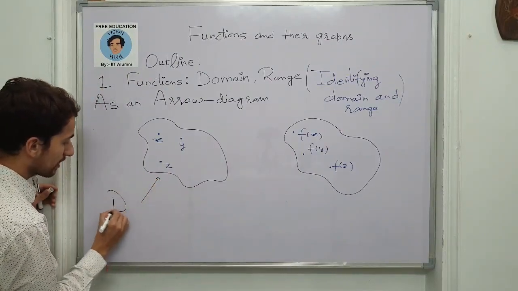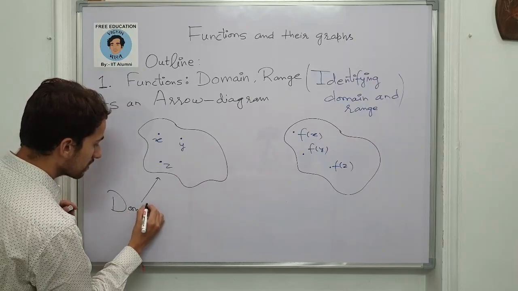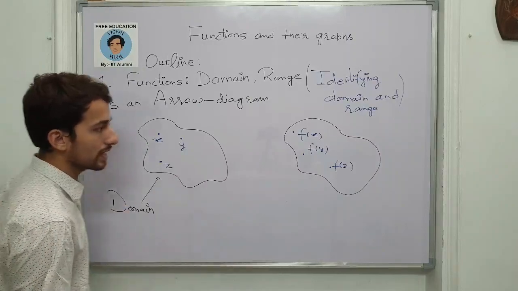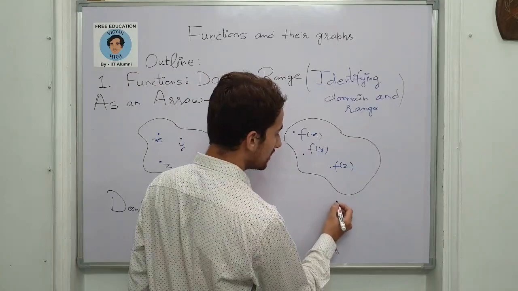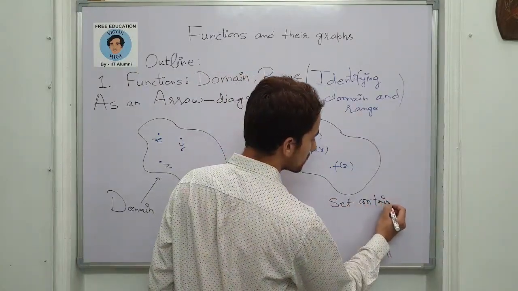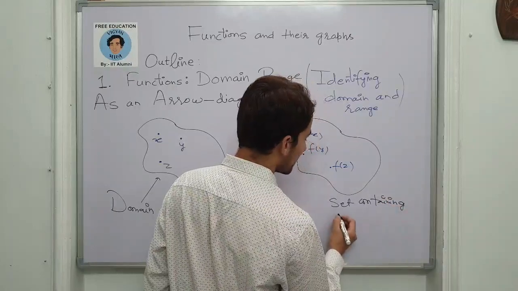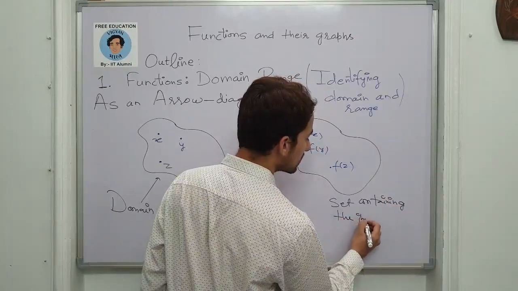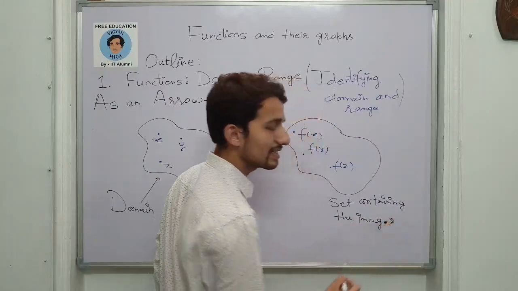This is our domain. This set is our domain. This is a codomain, basically a set containing the images. This set is containing all the images, and it is precisely the codomain.